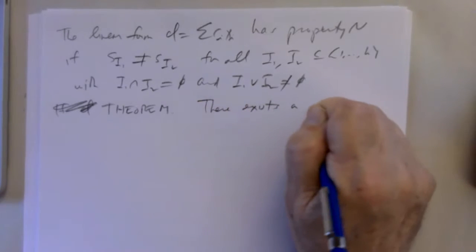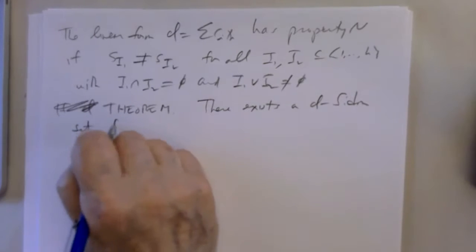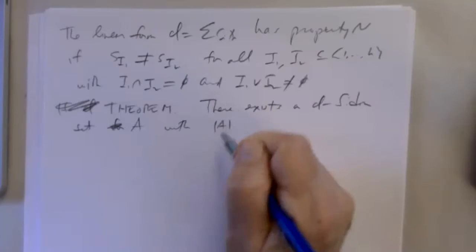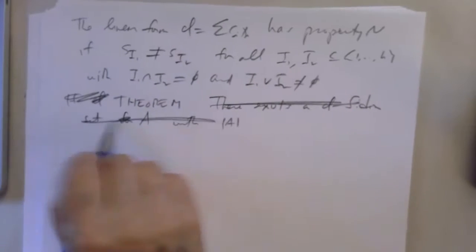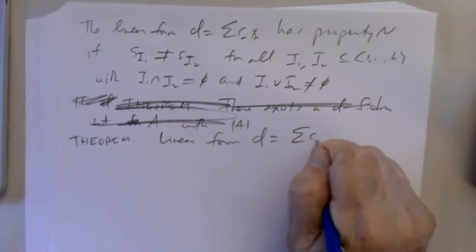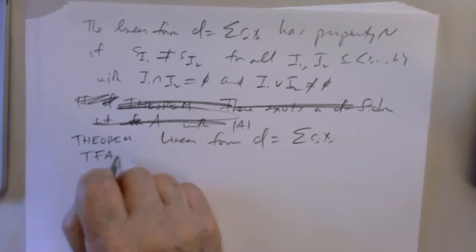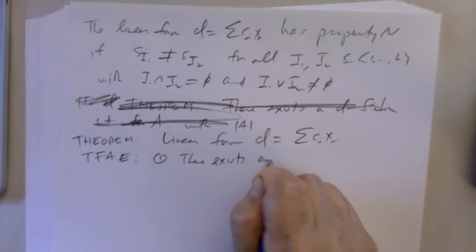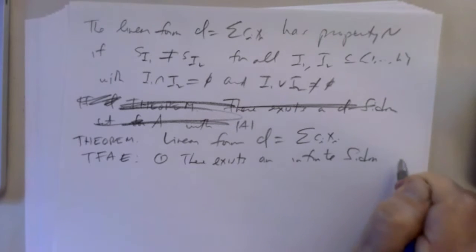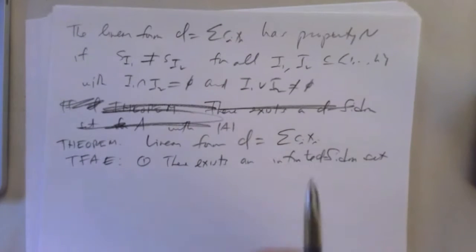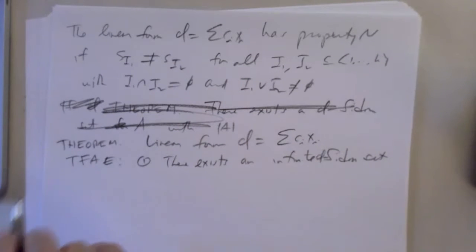Actually, let me just say it differently. Theorem. We have a linear form phi equal to the summation c_i x_i, and the following are equivalent. The first is there exists an infinite phi Sidon set. So you have some infinite vector space, and in that vector space, you can find an infinite Sidon set for this linear form.